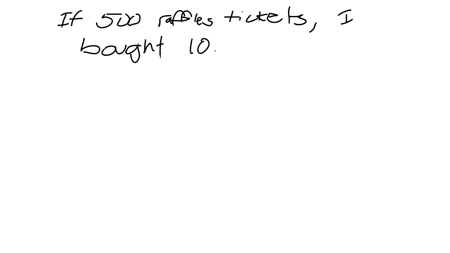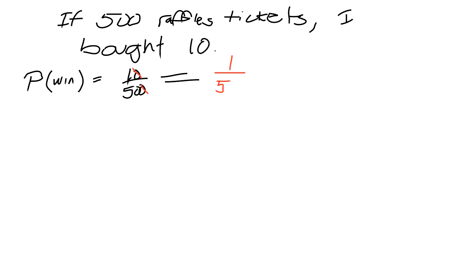So the probability of me winning the raffle, I'm going to call that probability of win, would be I bought 10 tickets out of 500, okay? So now I need to simplify that fraction. Right now I notice that they end in zeros. I can swipe those out. So I have a 1 in 50 chance of winning the lottery.